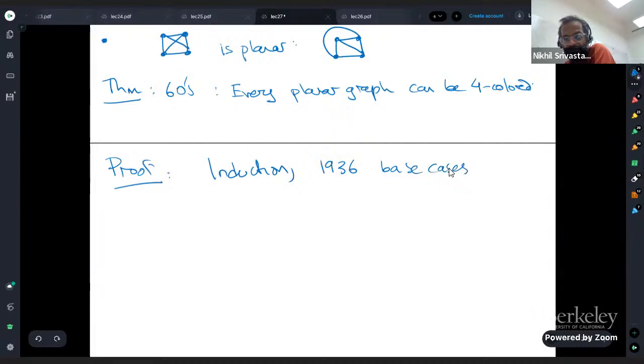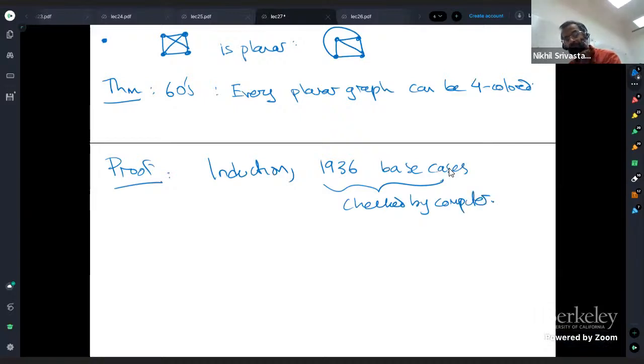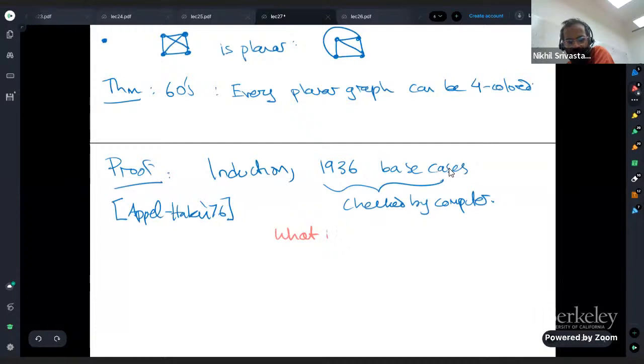some of which were really large. And then these base cases were checked by a computer, just by finding colorings for them. So this is due to Appel and Haken. Actually, sorry, it's 1970, it's 1976. Okay. Now, this raised some questions because this raised several different kinds of questions. So the first question was, what if the code is wrong?